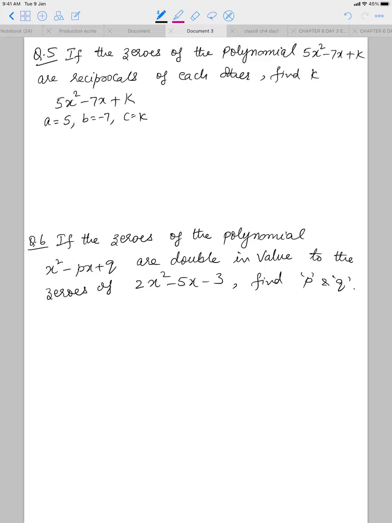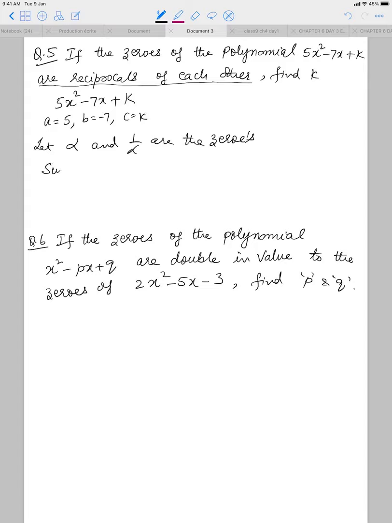Now what is given about the zeros of this polynomial? It is given the zeros are the reciprocals of each other. So instead of assuming the zeros as alpha and beta, can I say let alpha and 1 upon alpha are the zeros of the given polynomial, because it is very clearly written that they are the reciprocals of each other. So what do we write here?